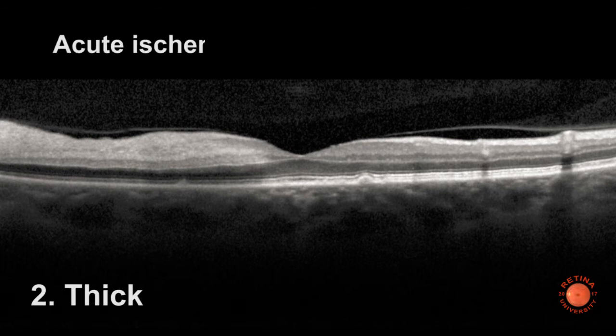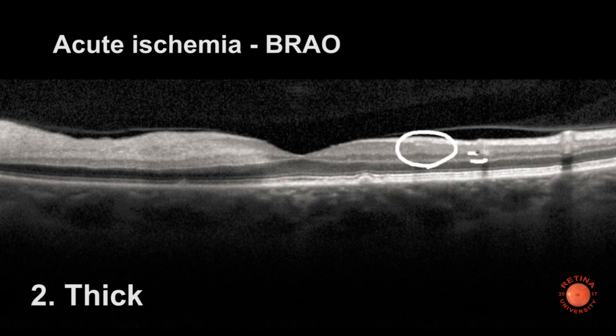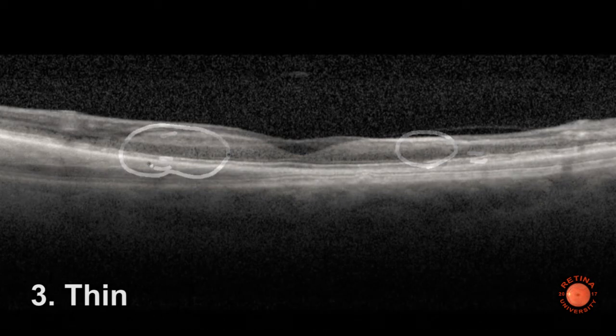Turning to a retina that's abnormally thick, you can see on this scan the retina on the right side of the image retains its normal architecture. On the left side, the retina is thick, and this is a vertical scan through a patient who had a superior branch retinal artery occlusion and acute vision loss.